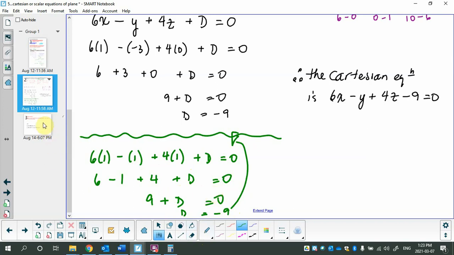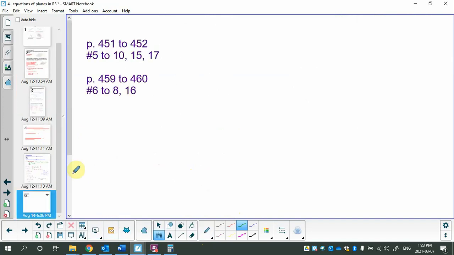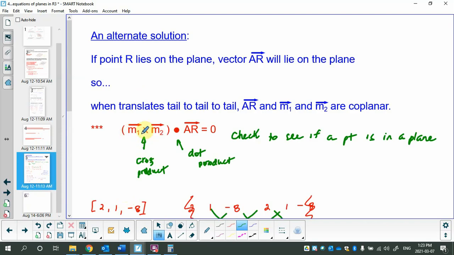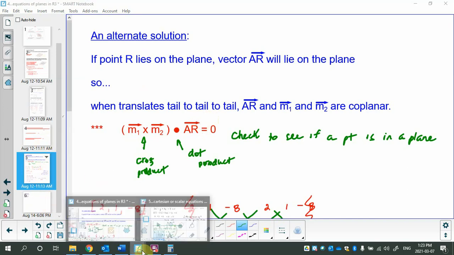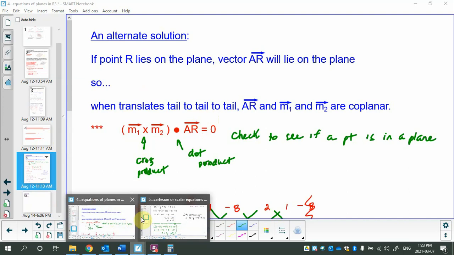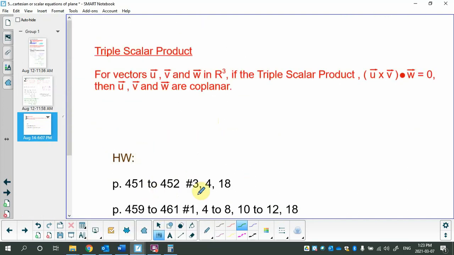Okay, so the last thing I want to talk about is just the name of something that we did here, where we took the cross product of two vectors and dotted it with something else. And that process, when you cross product two vectors and dot it with something else, is called the triple scalar product. And the triple scalar product is a rule.